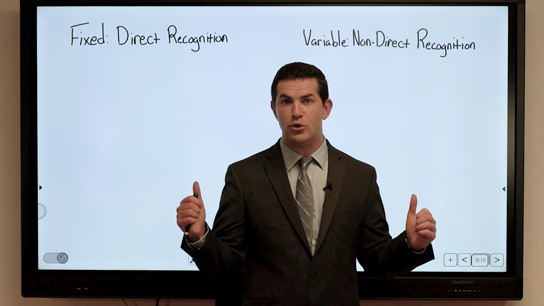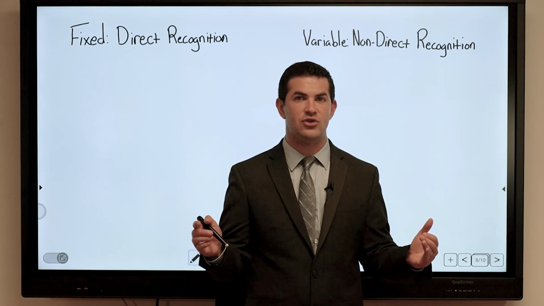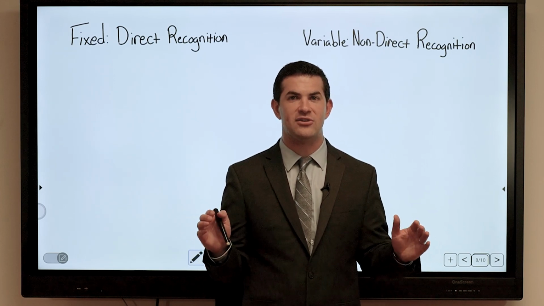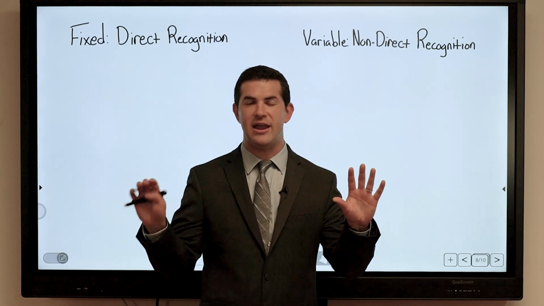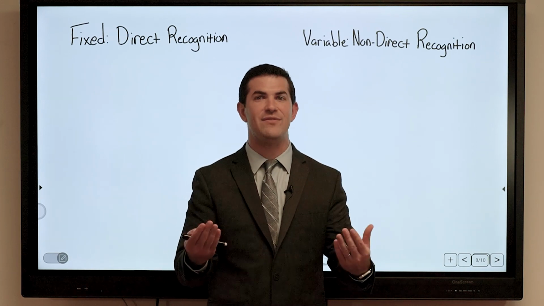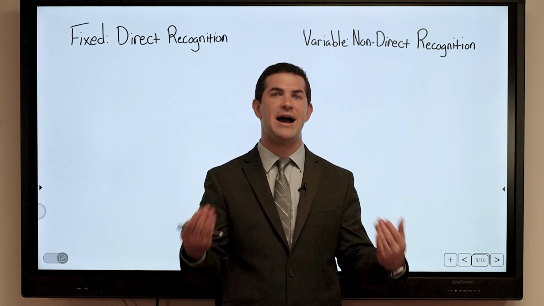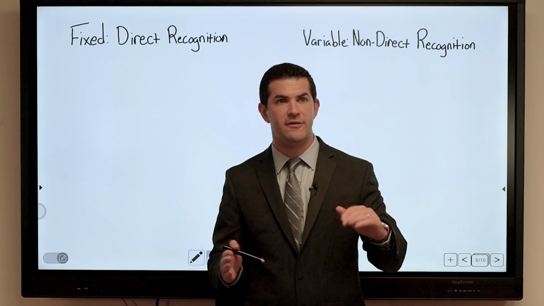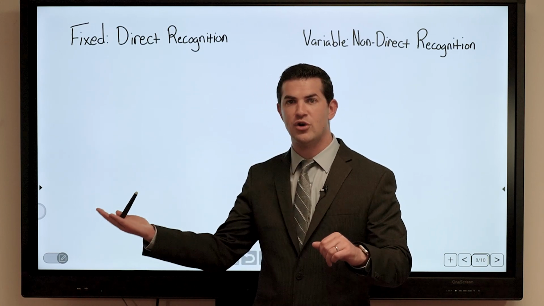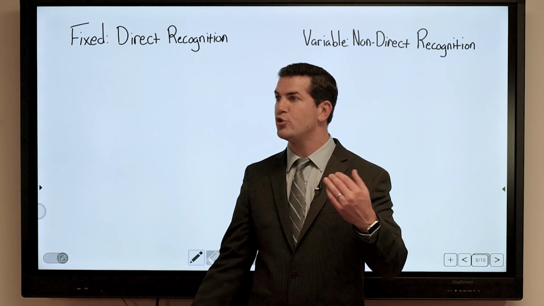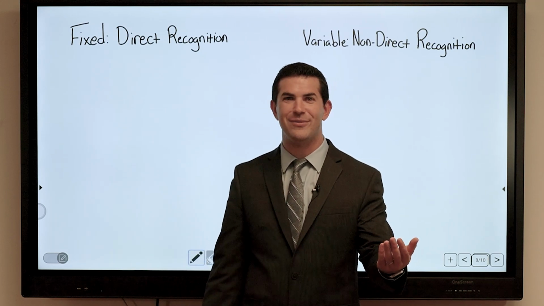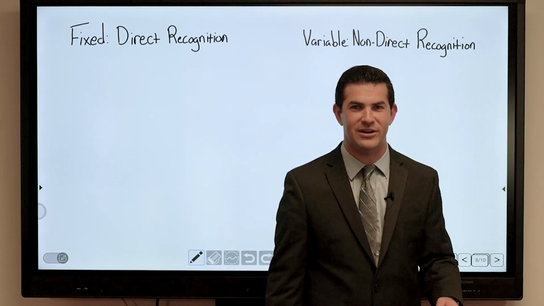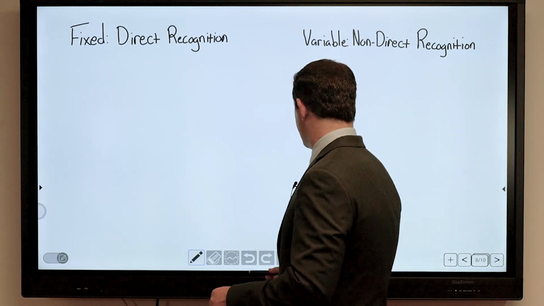The example we're going to show you in this video is an insurance company that practices both non-direct and direct recognition. They actually give the policyholder the option when they first open a policy: hey, do you want to go with a fixed loan rate and have your contract be direct recognition? Or would you like a variable loan rate and have the policy be non-direct recognition? So let's get into it.